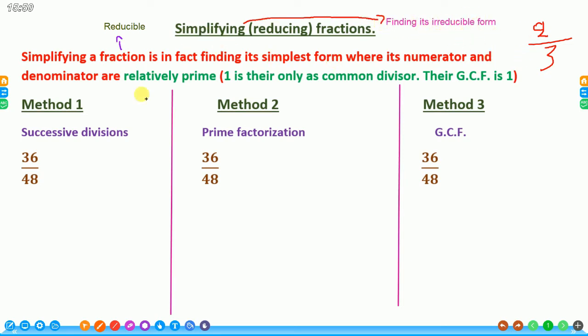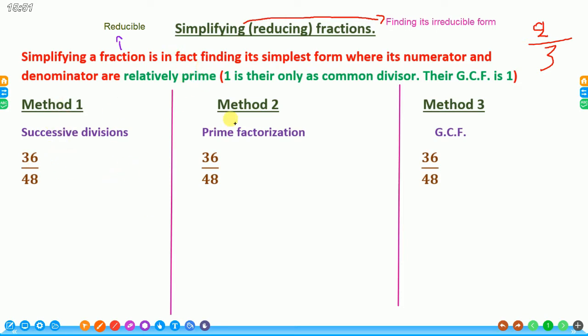If a fraction can be simplified, like the fractions that we will simplify in these examples, like 36 over 48, at least they have 2 as common divisor because they are both even. This fraction is called a reducible fraction. We can reduce it, we can find a form of this fraction that is equal to it but with a smaller numerator and denominator. So this fraction is reducible, we can simplify it.